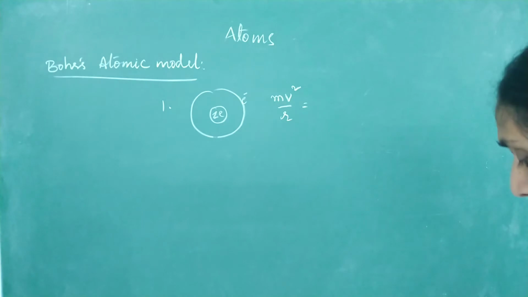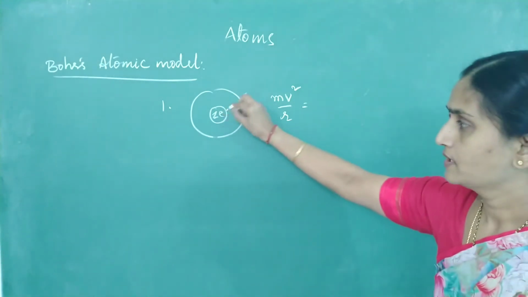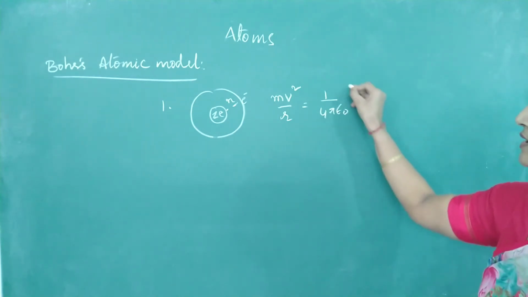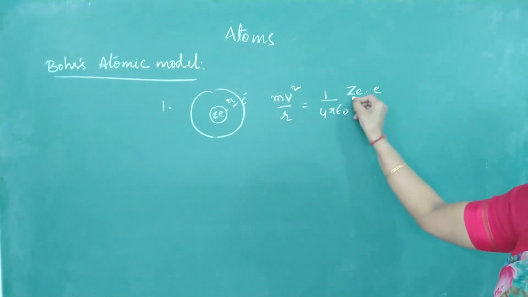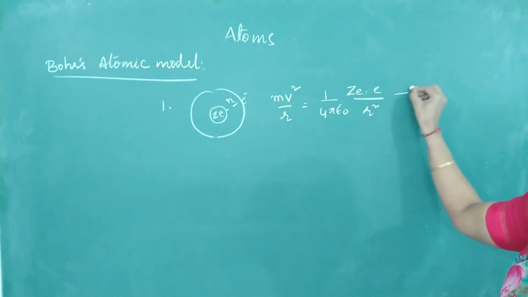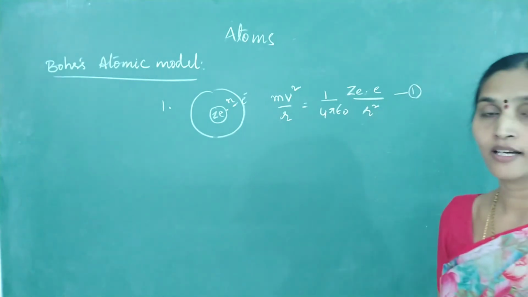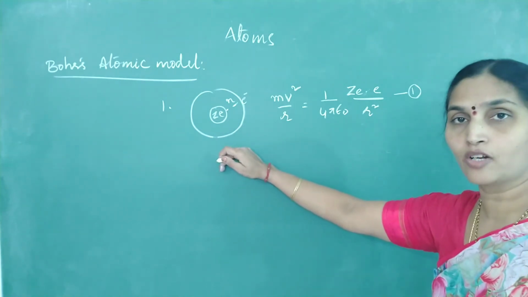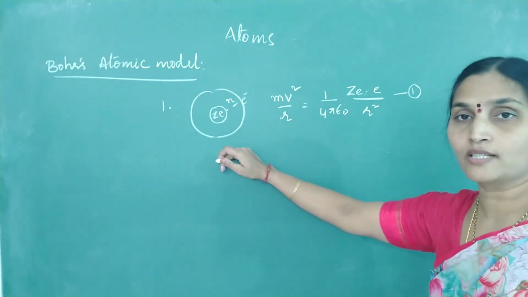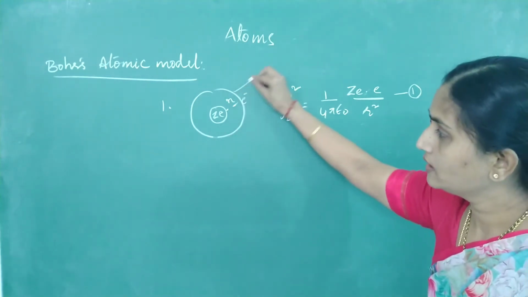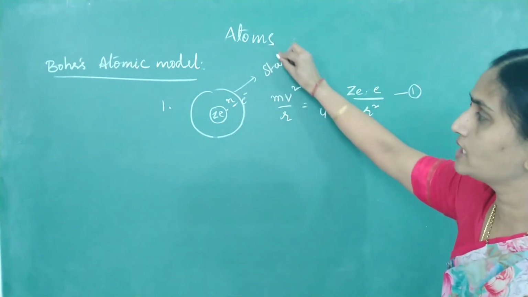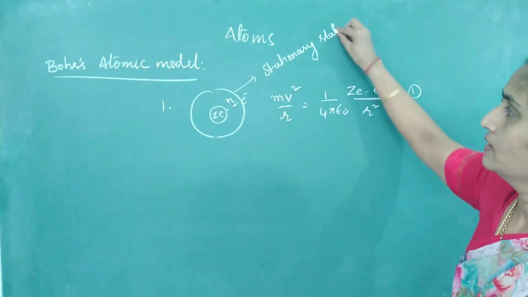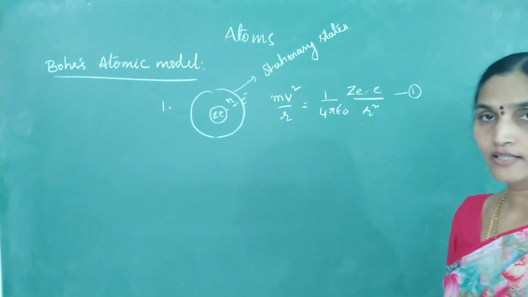We know the electrostatic force between two point charges separated by a distance r is 1 by 4 pi epsilon naught, Ze into e, divided by r square. Call this equation 1. Again, I repeat, the electron revolves around the nucleus in certain permissible orbits in which it neither loses nor gains energy, and Bohr called these orbits stationary states.